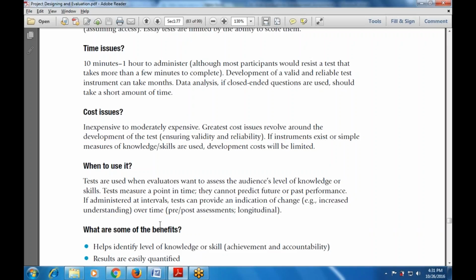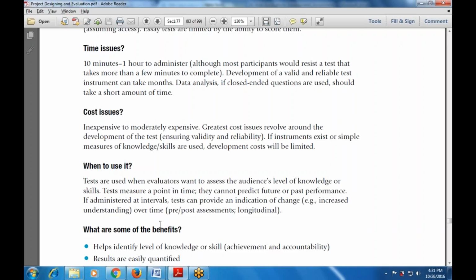So tests are used when evaluators want to assess the audience level of knowledge or skills, and tests also measure a point in time. They cannot predict future or past performance, and if administered at intervals, a test can also provide an indication of change over time, or a pre-post assessment.